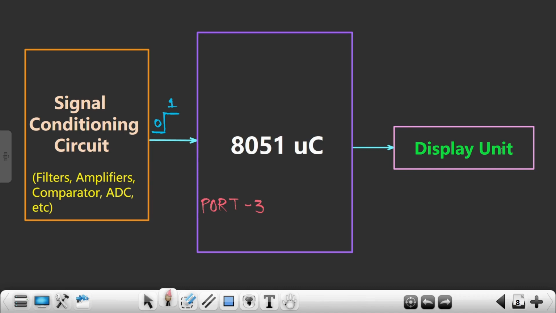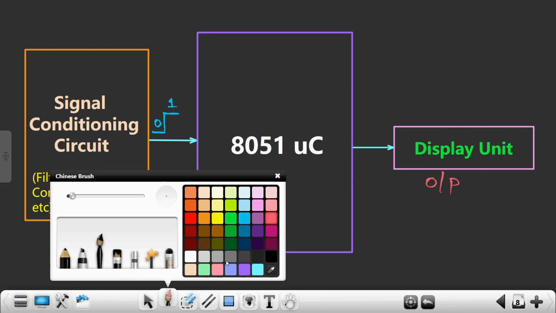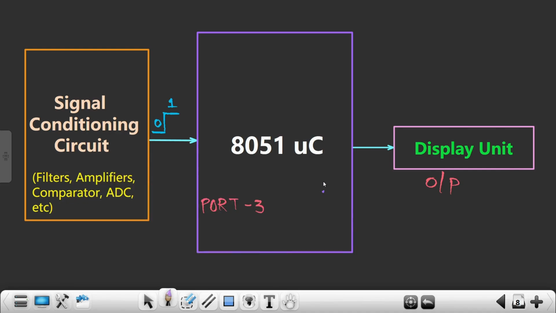So this is my output. I need to connect this output system to, it's up to you, but I'll connect it to maybe port 2. I'll just connect this display unit to port 2. If you want, you can connect it to port 0 or port 1, but I'll go with port 2. So this is the idea of the entire project.